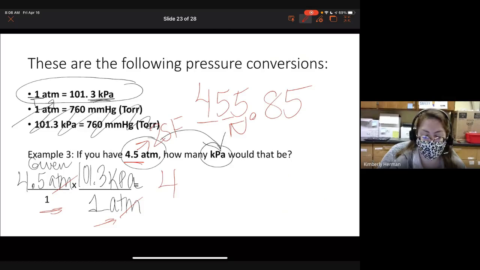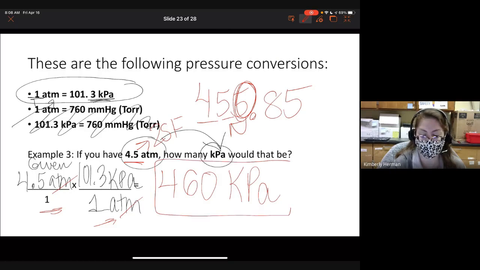Yes. Now our answer is just not going to be 46. What can I put in this place that has no significance? A 0. Now make sure you don't put a decimal. That decimal would make it significant. So we're going to have 460 kPa as our final answer.